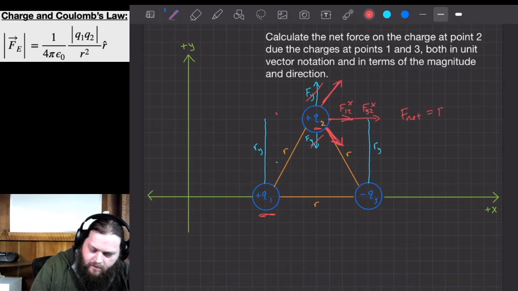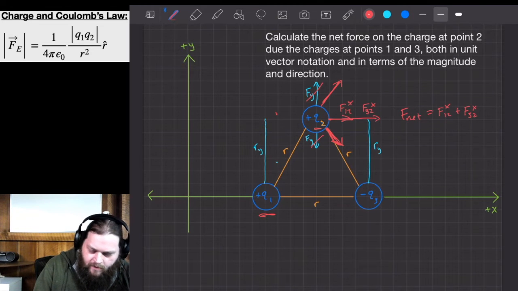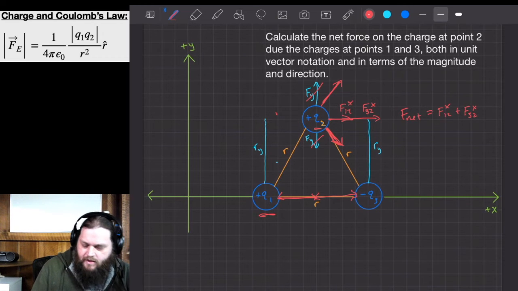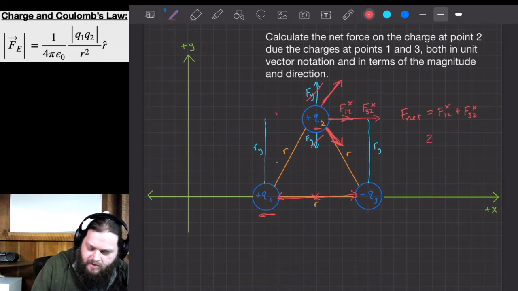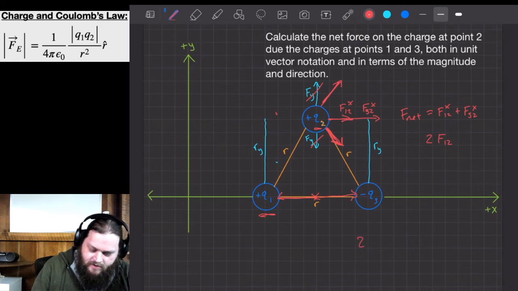So we can see that the net force on this, when we add these forces together, F net is going to equal the force in the x from 1 to 2 plus the force from 3 to 2 in the x. Since those two are going to be equal to each other because they're the same distance away from each other, the magnitude of that distance is the same here, and the magnitude of that distance is the same there. This is really just going to be twice the force from 1 to 2, and we can calculate that fairly easily. We don't have values, so we can just do a general analysis.